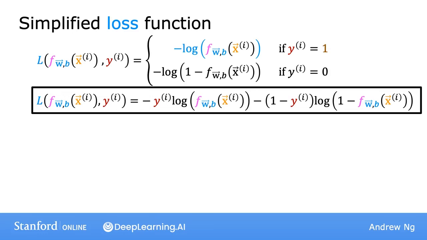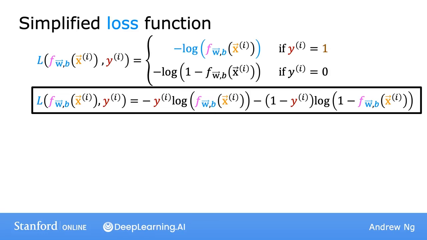Given a prediction f of x and the target label y, the loss equals negative y times log of f, minus 1 minus y times log of 1 minus f. And it turns out this equation, which we just wrote in one line, is completely equivalent to this more complex formula up here. Let's see why this is the case.